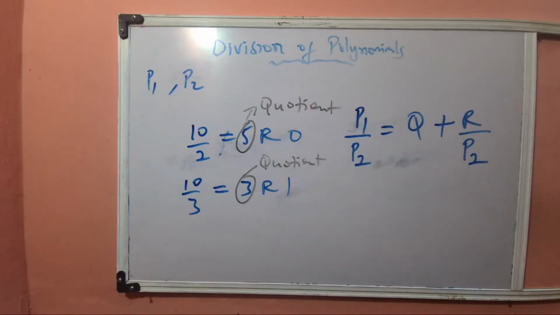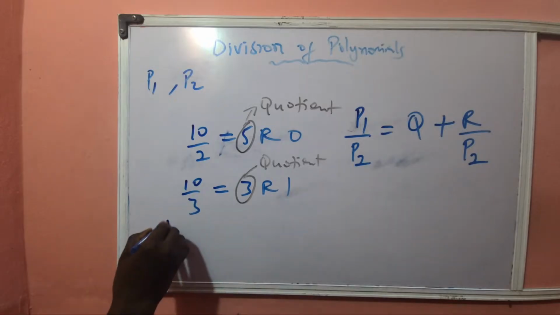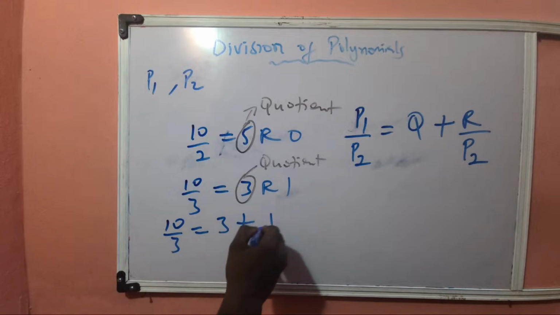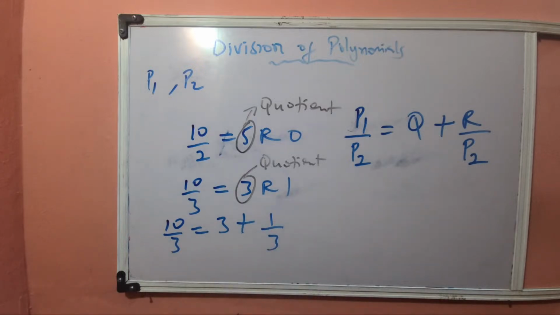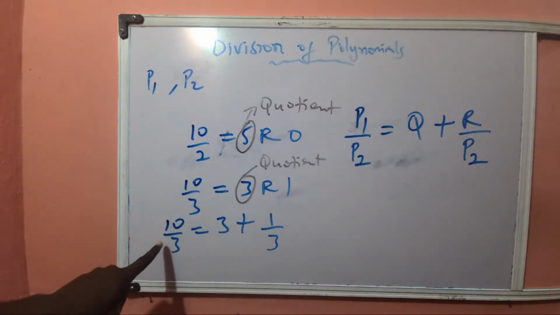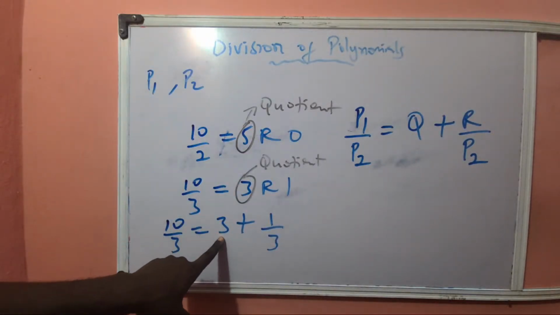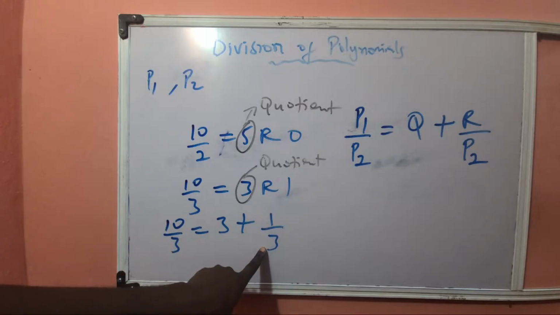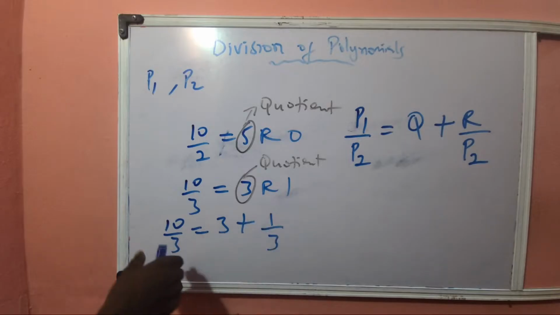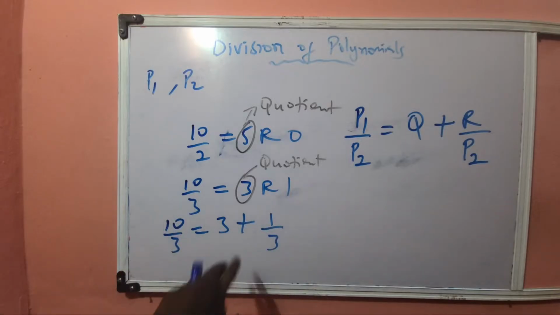Look at what we are talking about here. Will you tell me I'm wrong if I say 10 over 3 is equal to 3 plus 1 over 3? I'm sure you won't say that, because this is all that just happened, following this particular logic I gave here. That means when you are trying to divide a polynomial by another polynomial, the answer will be the quotient plus the remainder over whatever the divisor was.